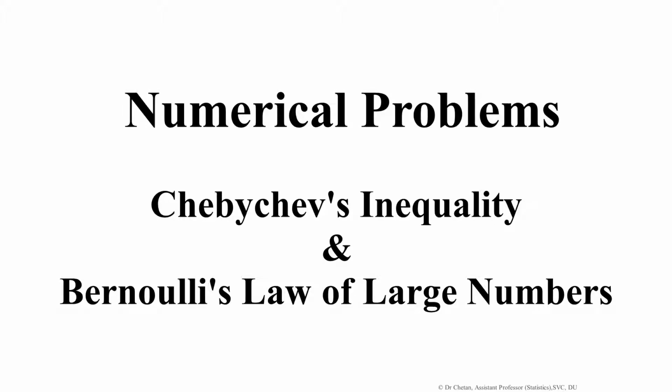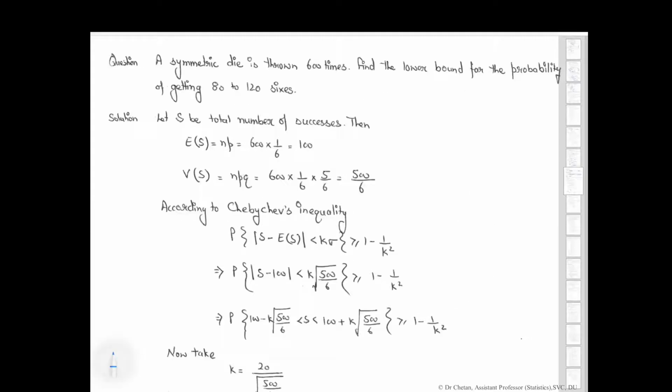In this lecture, we will study the numerical problems related to the Chebychev inequality and Bernoulli's law of large numbers. Consider an example in which a symmetric die is thrown 600 times. Then find the lower bound for the probability of getting 80 to 120. For this, consider S, which is the total number of successes.